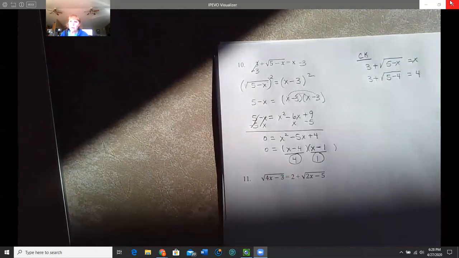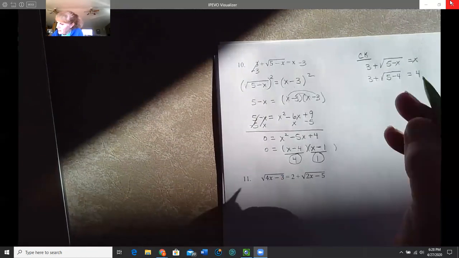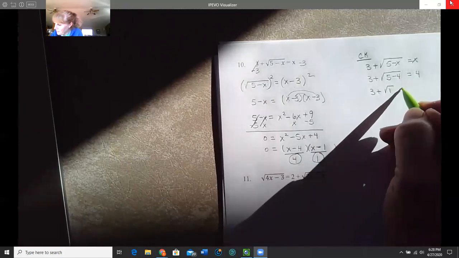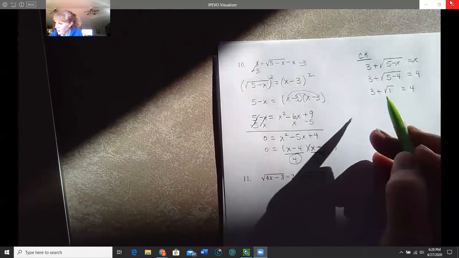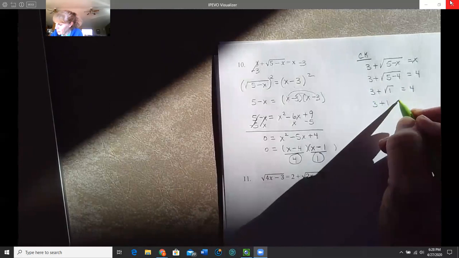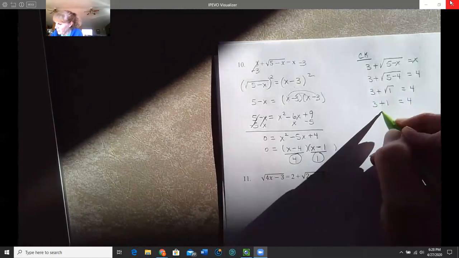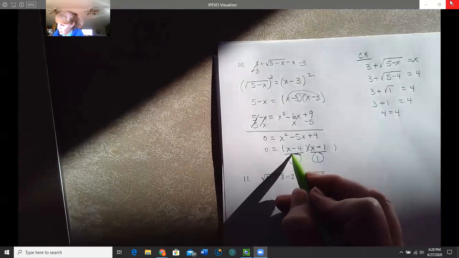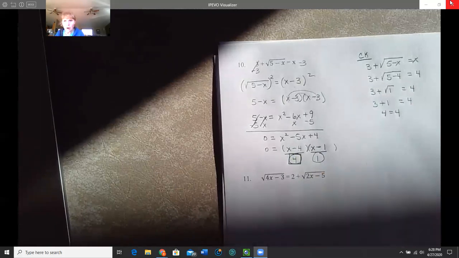So what we're going to do is try the 4 first. We're going to put the 4 back in for the x's. This gives me 3 plus the square root of 1, which is 3 plus 1, because the square root of 1 is 1. So 4 equals 4. So we do know that one of our solutions that works is the 4.